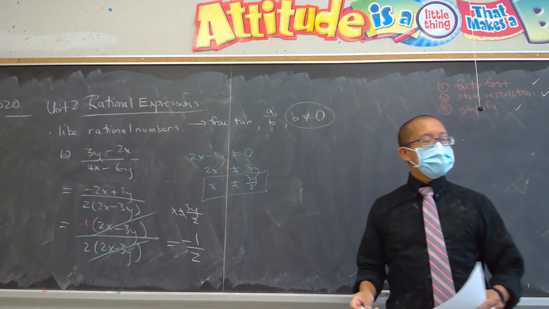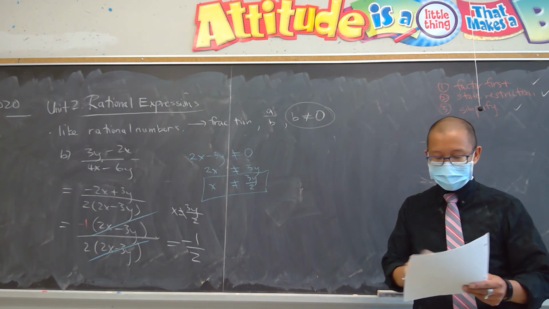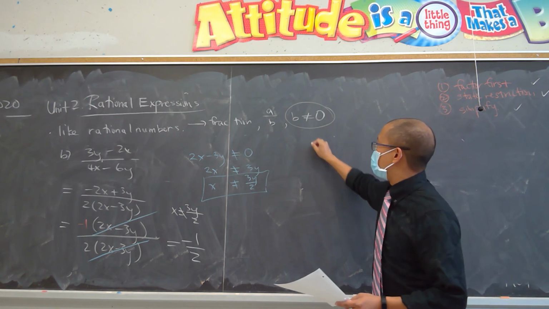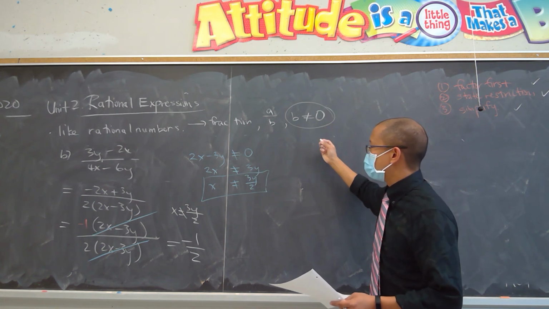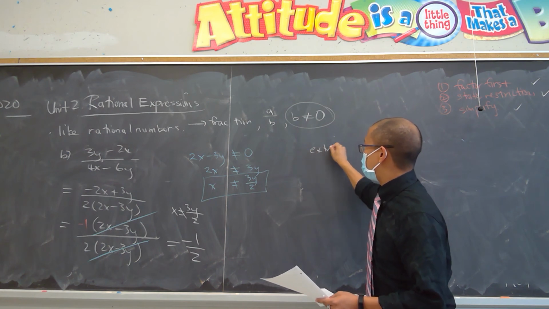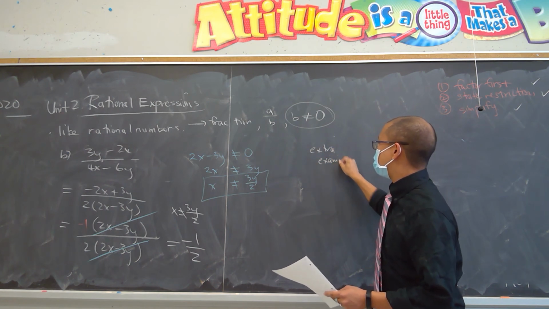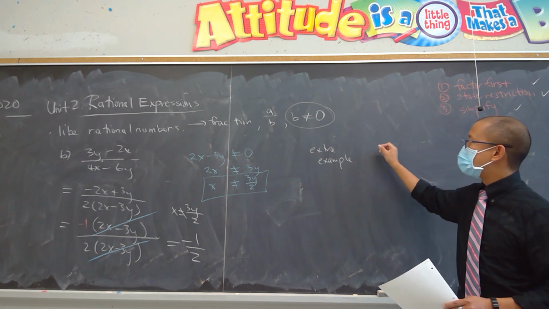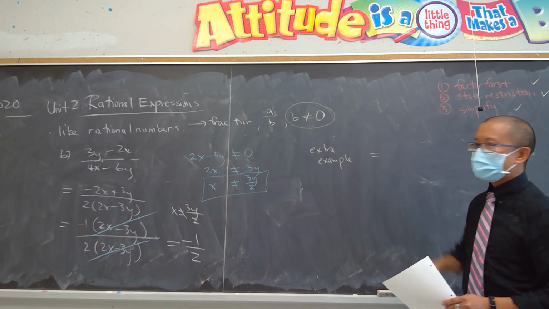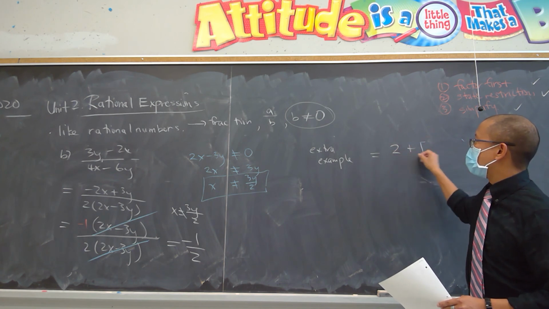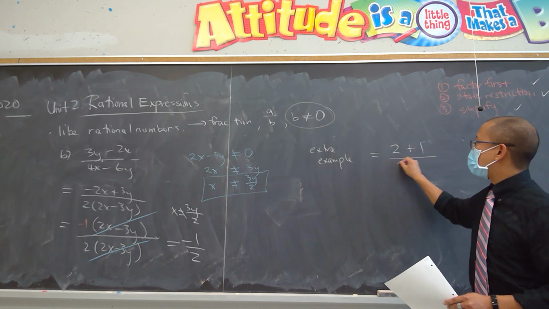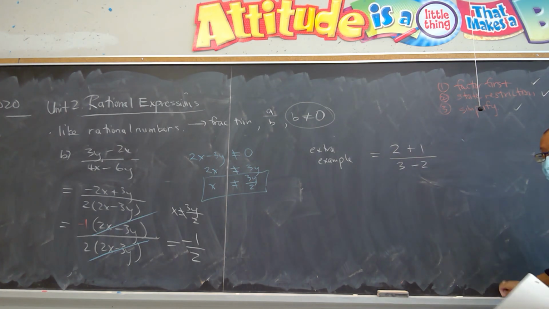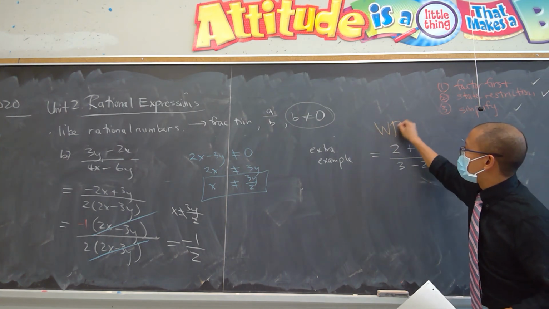Oh, can I do a silly question before we do example C? And maybe I'll stop at C if that's okay, unless someone wants to do it. Let's do an extra example. I kid you not, we still have some students doing this. They think they can do this. To simplify this question, watch what I'm going to do: 2 plus 1 over 3 minus 2. And this is what some kids do.